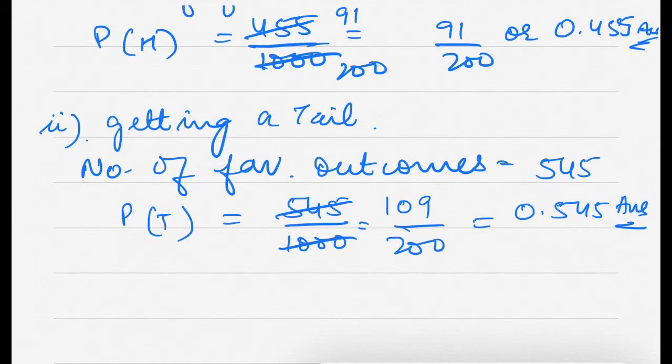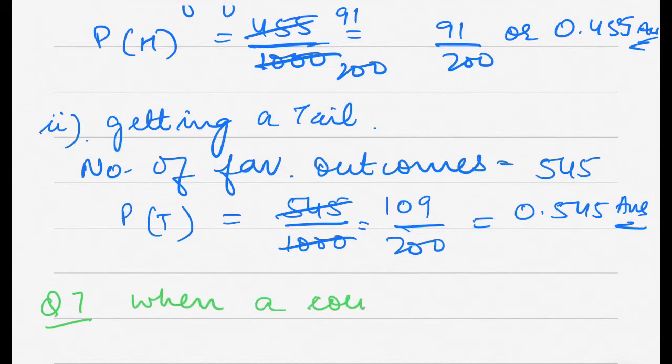This was also a 2-mark question, so let's move to the next question of 2 marks, question number 7. Question number 7 says, when a coin is tossed 500 times.